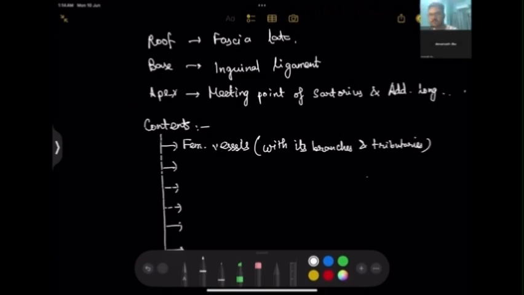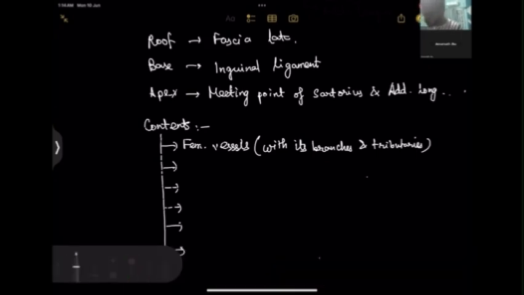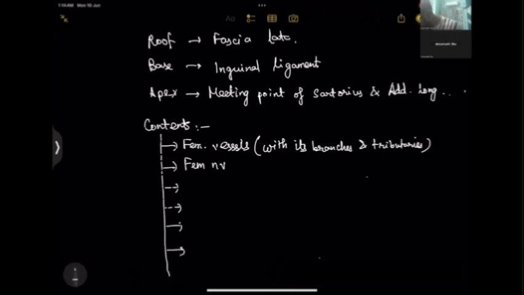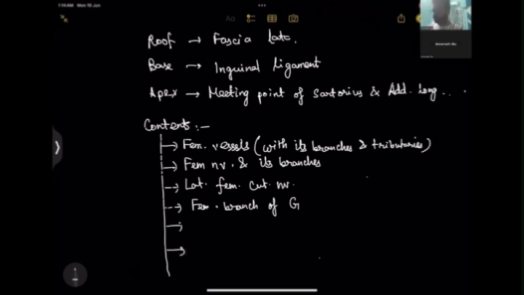Femoral vessels with their branches and tributaries. Femoral nerve and its branches. Lateral femoral cutaneous nerve. Femoral branch of genitofemoral nerve. Deep inguinal ligament.